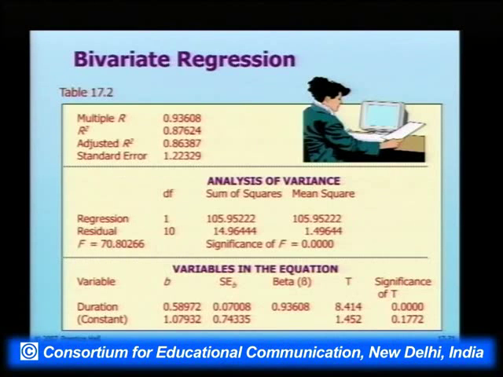Then standard errors are given. Beta is also given. Beta is the coefficient when there is no constant, and standardization of both duration and Y is done, so the relationship is like y is equal to bx with no constant. That value comes out to be 0.936. Then we have the t statistics for both constant and duration, and we find that duration is significant but constant is not significant. So by knowing the duration, we can predict the attitude towards the city, and they are significantly related.